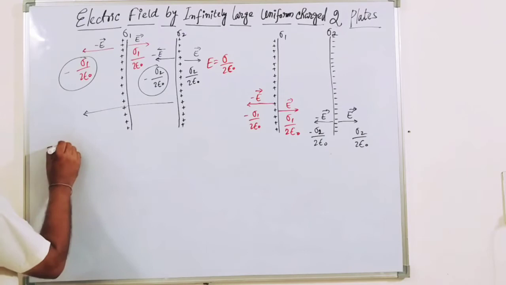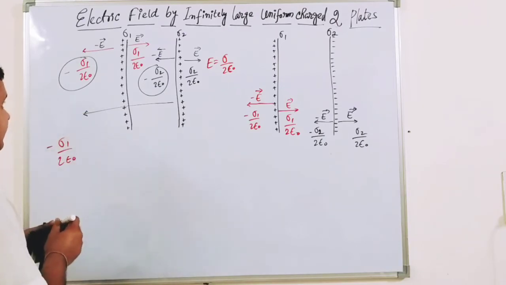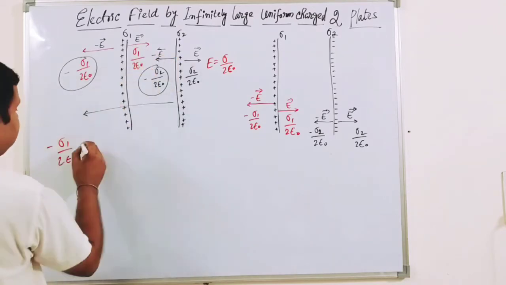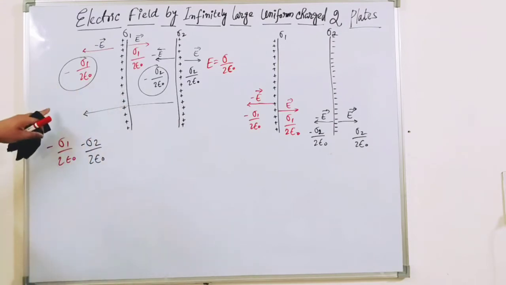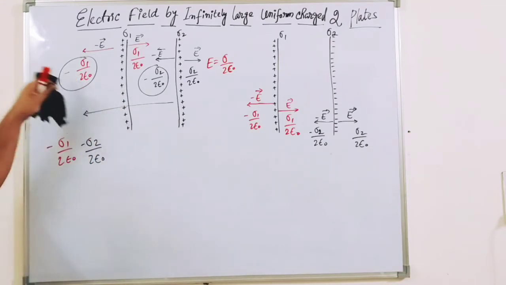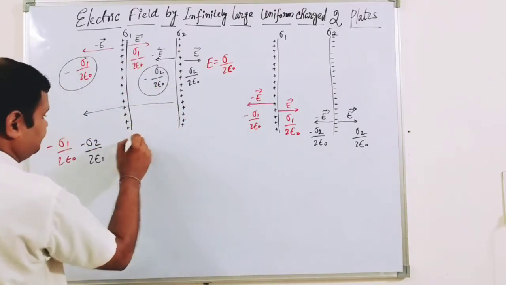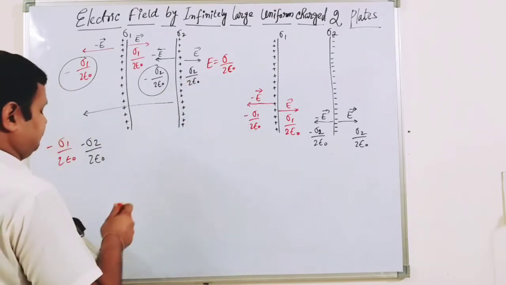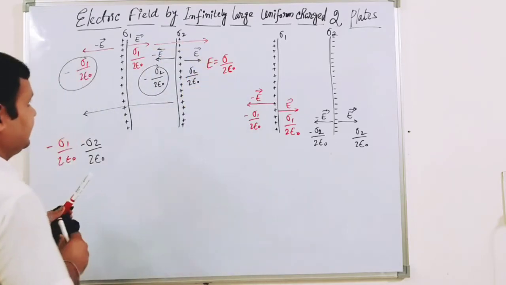This is minus sigma 1 by 2 epsilon naught. Okay, then this is, and this is minus sigma 2 by 2 epsilon naught. This side, total field working outside the plate, left hand side, and this side, how much? This is again this one, and this field is working over here.